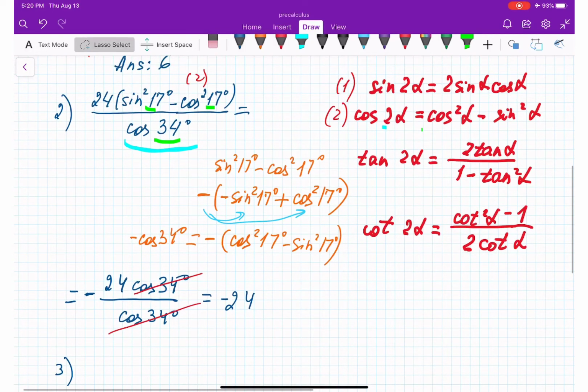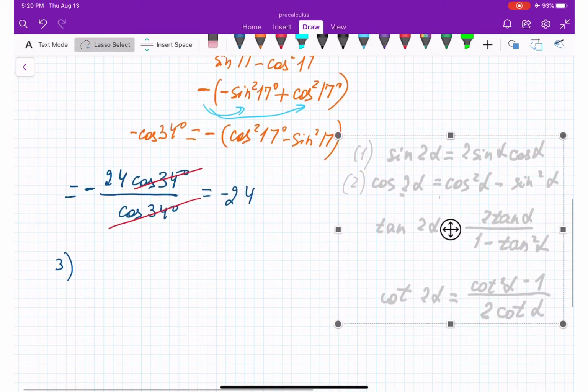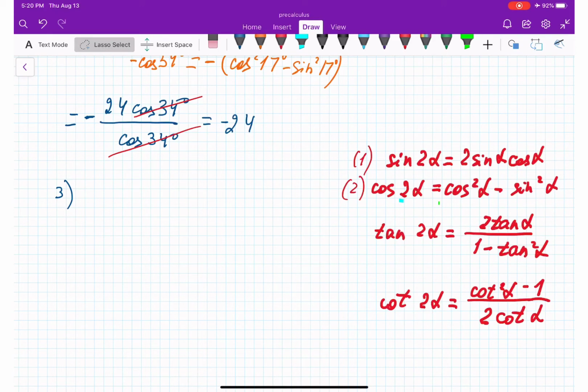I'm moving down the formula. Okay. So problem number 3, I'm getting negative 47 cosine 2 alpha. We need to find the precise value of negative 47 cosine 2 alpha, where cosine alpha is equal to negative 0.4.